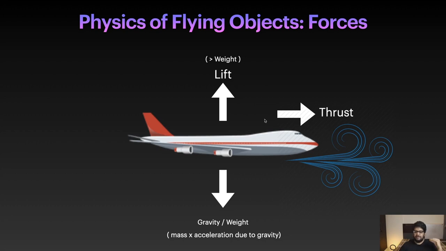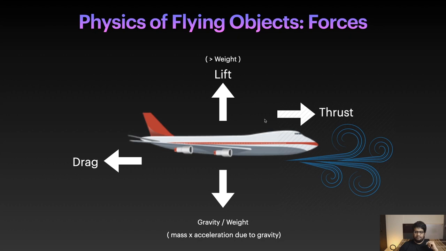So to escape gravity, your lift should be more than your weight, and we will discuss it more. But if a 3D object is in a fluid, in this case the air, it also has these components. One is called the lift component, and the other is the drag component, which is completely in the opposite direction to the thrust. We will talk more about lift and drag in a couple of slides.